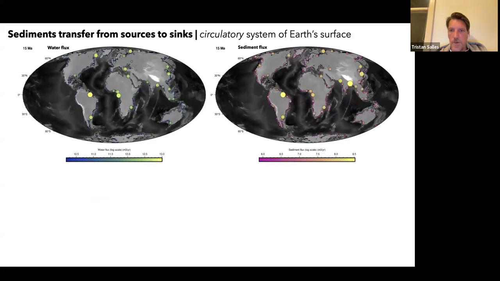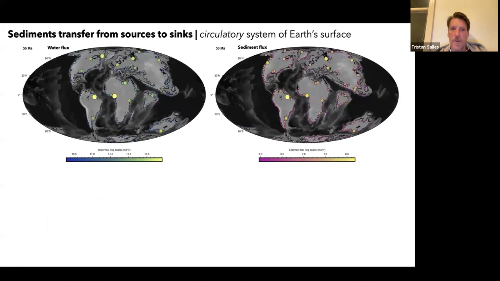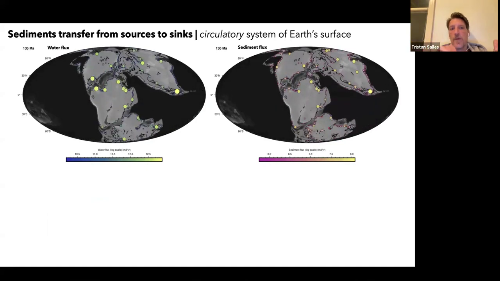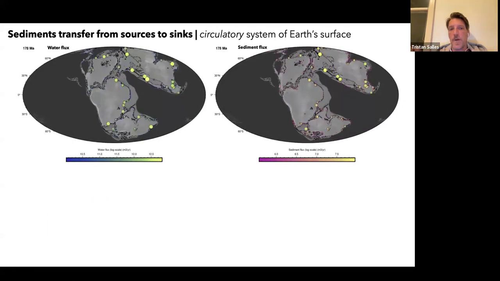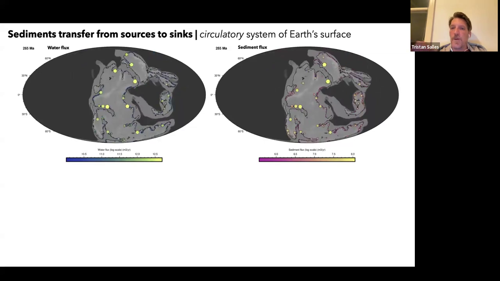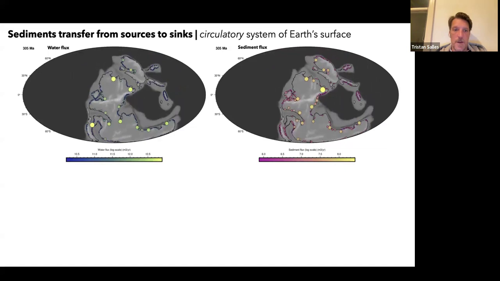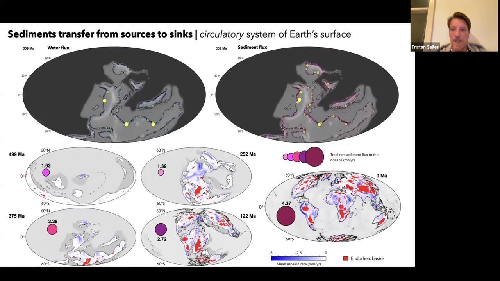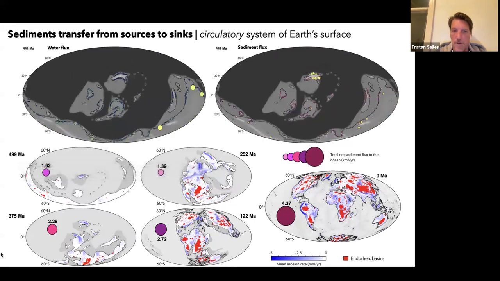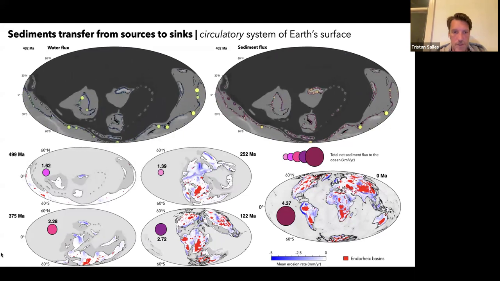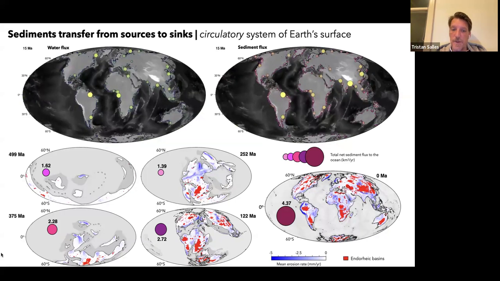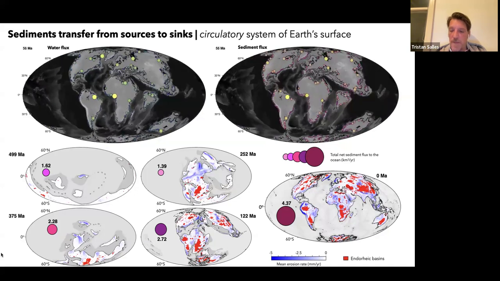If I go back to the first simulation that I showed, over the entire Phanerozoic, what we did was look at the position and the amount of water and sediments that was flowing out of the continent. Here you've got mapped the major river outputs, which are flowing to the ocean. We got the total sediment flux going out into the ocean, which corresponds to these purplish circles that you see, and we also map places where sediment accumulates on continents. That will be the red areas on these maps.